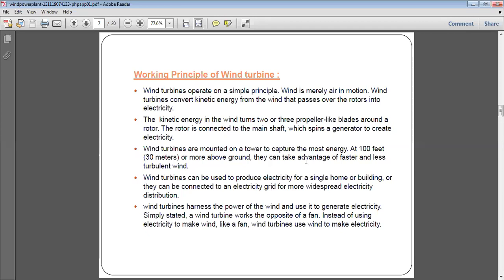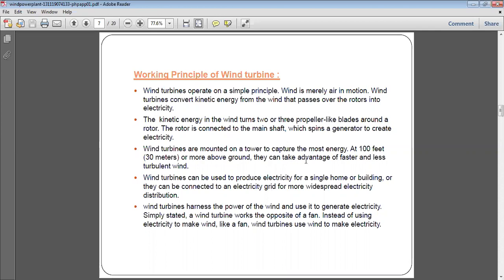Wind turbines can be used to produce electricity for a single home or building, or they can be connected to the electricity grid for more widespread electricity distribution. Depending upon our needs, the installation, the cost, and the capital invested, it can be installed for a single home, generating roughly the load consumed by that home, or there can be one or several turbines connected to the grid for combined generation of electricity, which is later supplied to the homes.